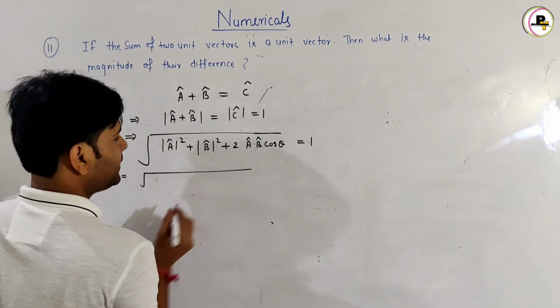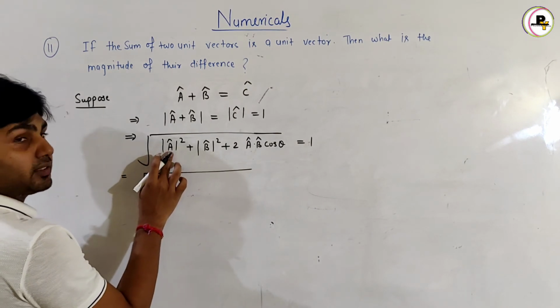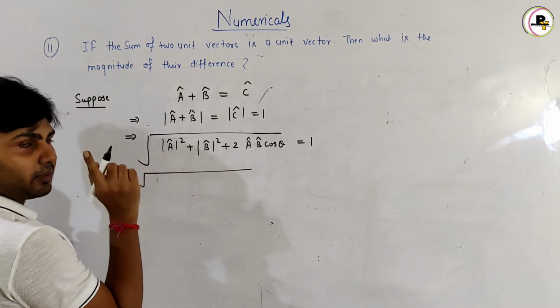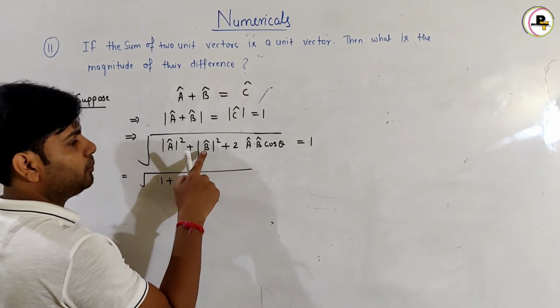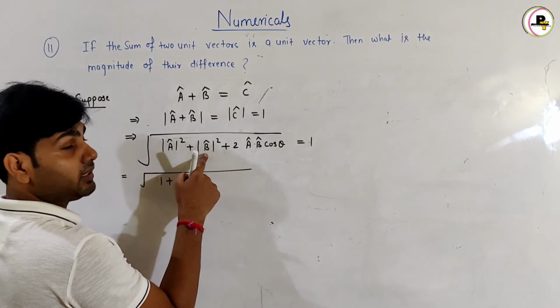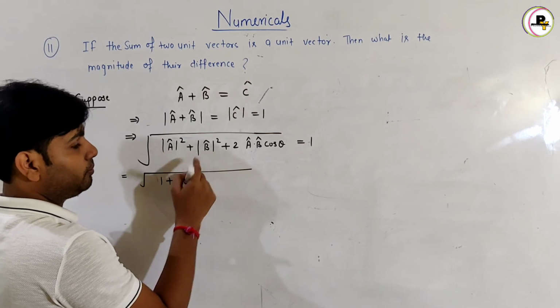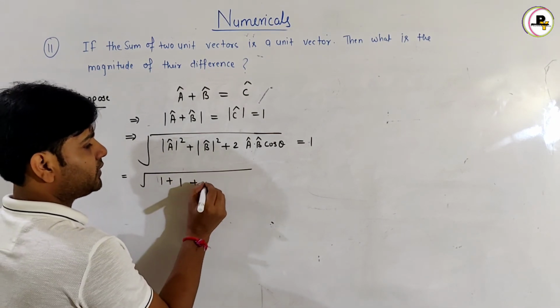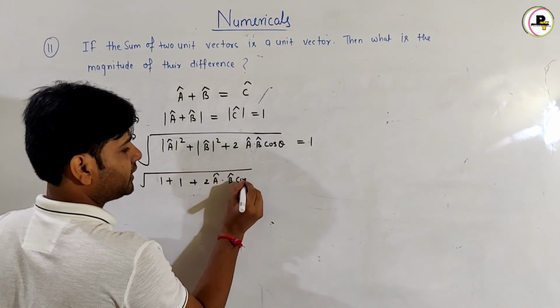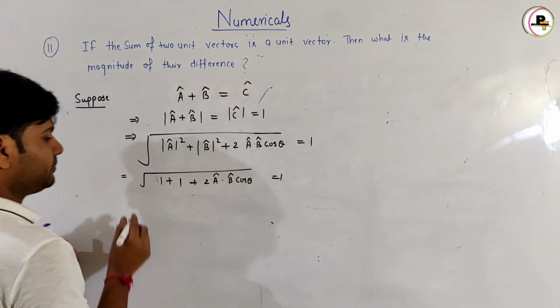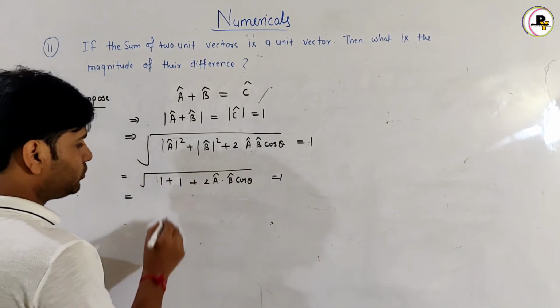So what I get here is, what is mod of A cap? Mod of A cap is 1, and its square is again 1. And what is the square of mod of B cap? It is 1 plus 2 A cap dot B cap cos theta, and this is equal to what? 1.